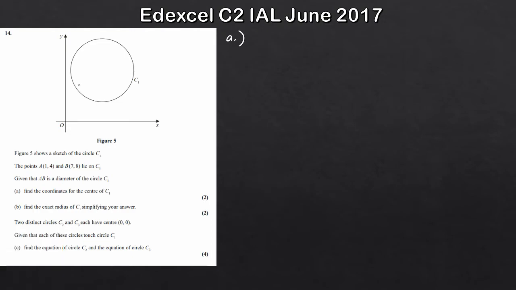So let's just jot these points down. So if we say A is, I don't know, (1, 4) here, right? I might be a little bit off, but let's just say that's (1, 4).